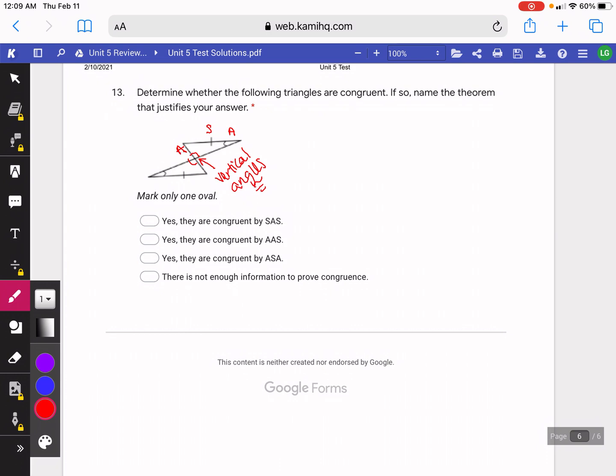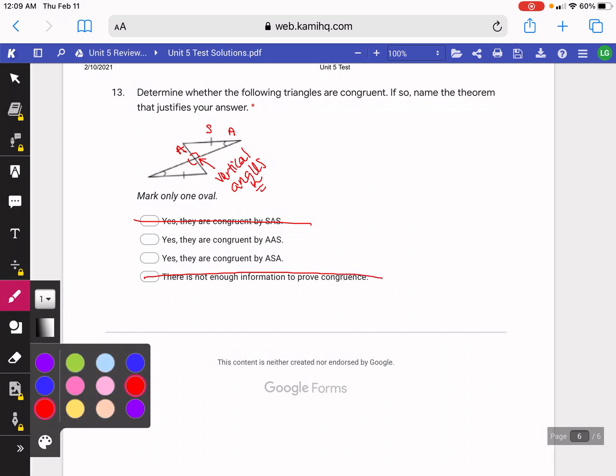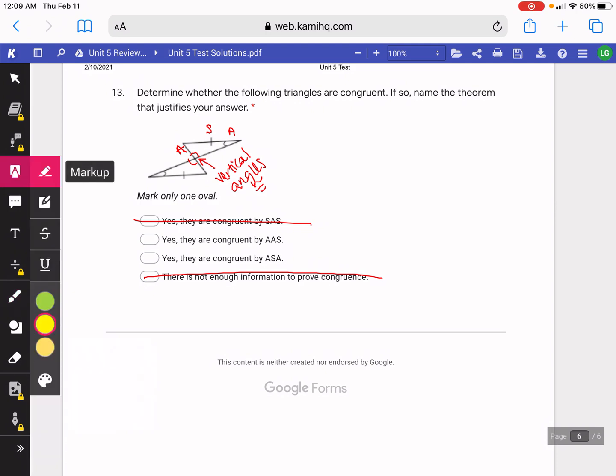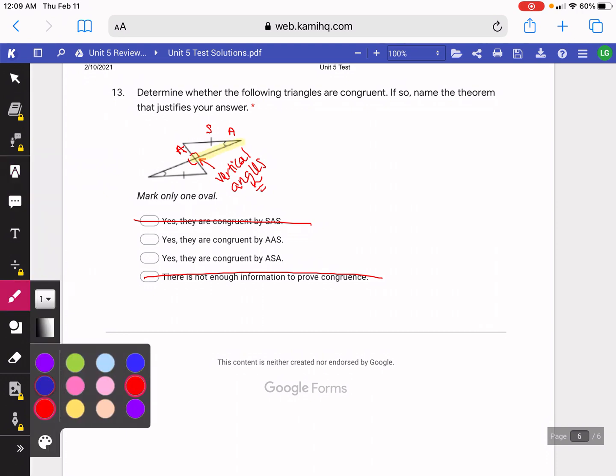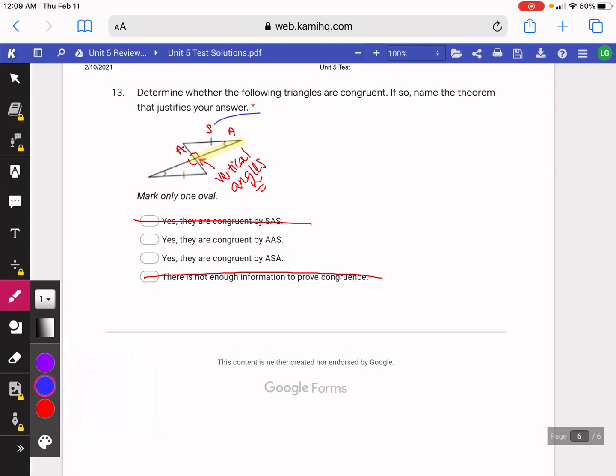So a lot of students got this one wrong because they put angle, side, angle. This one's actually angle, angle, side. If you look at the location of the side, it's not right in between the two angles. These two angles here lie on this side. This side is separate. So it's on a separate side. So because it's a separate side, it's angle, angle, side, not angle, side, angle.